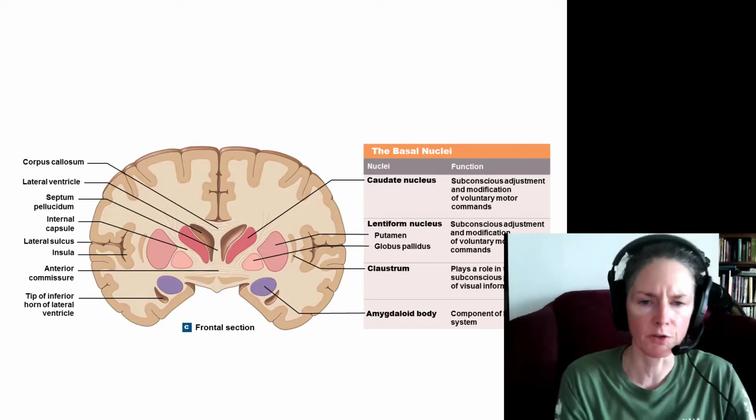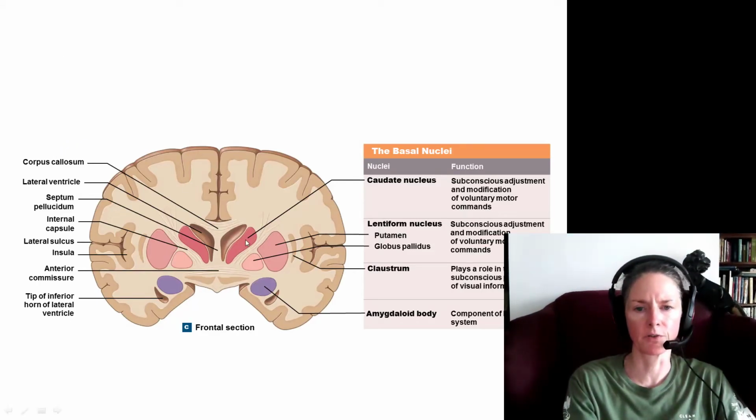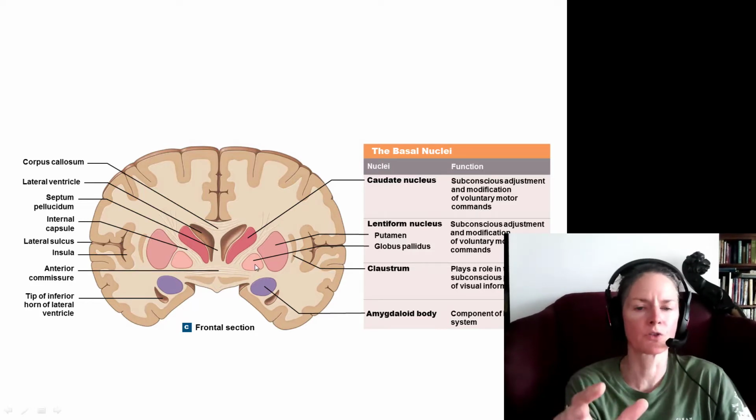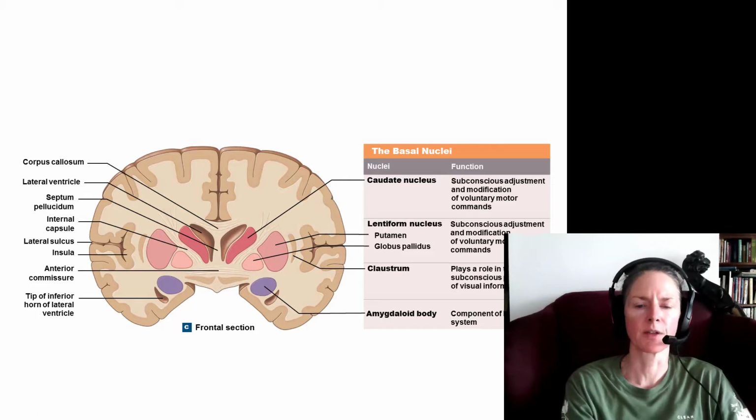So here's our coronal view. And here we have our caudate nucleus that curves around. Here are our lentiform nuclei that consist of the putamen and the globus pallidus, so named because it is a pale, round structure. So it looks sort of like a pale globe in coronal section.